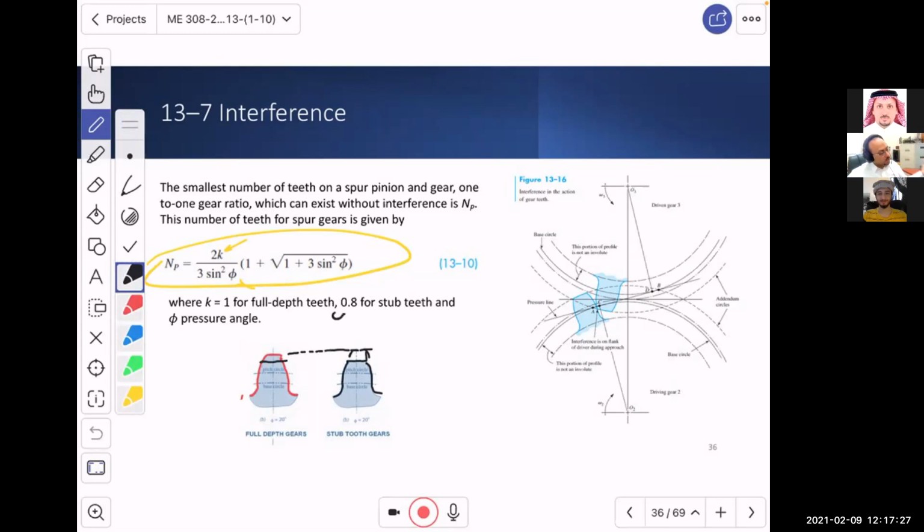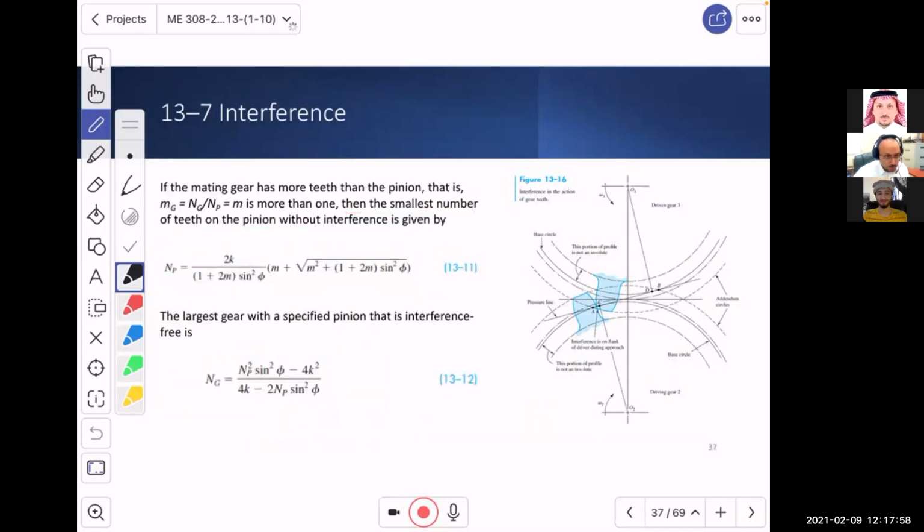Agreed? So what is the story over here? If we tell you to find the smallest number of teeth to avoid interference for a pinion, 1-to-1 gear, 1-to-1 ratio, and without telling you whether it is a stub or full, then you should assume it is full. Otherwise, you will read the word full somewhere in the statement. And if it is stub, of course, you will be told that.